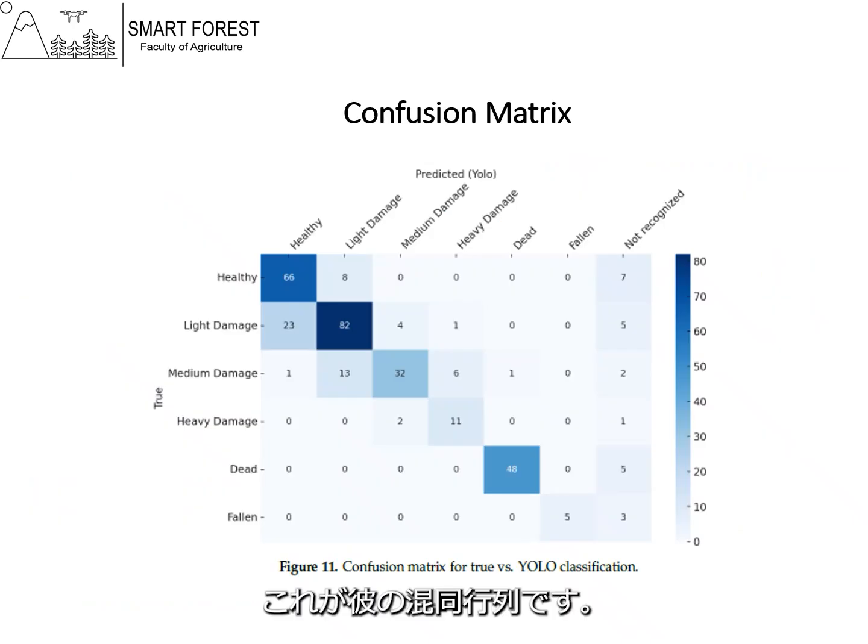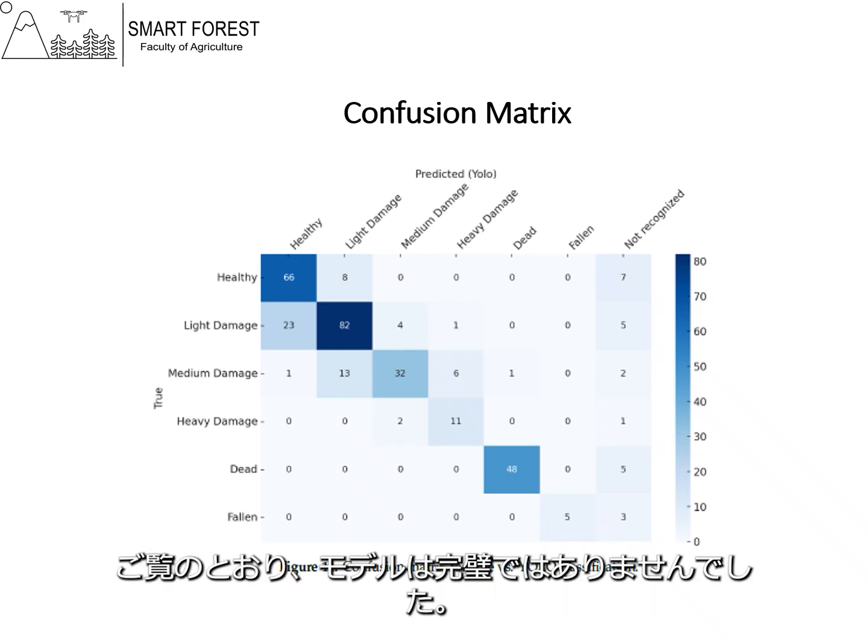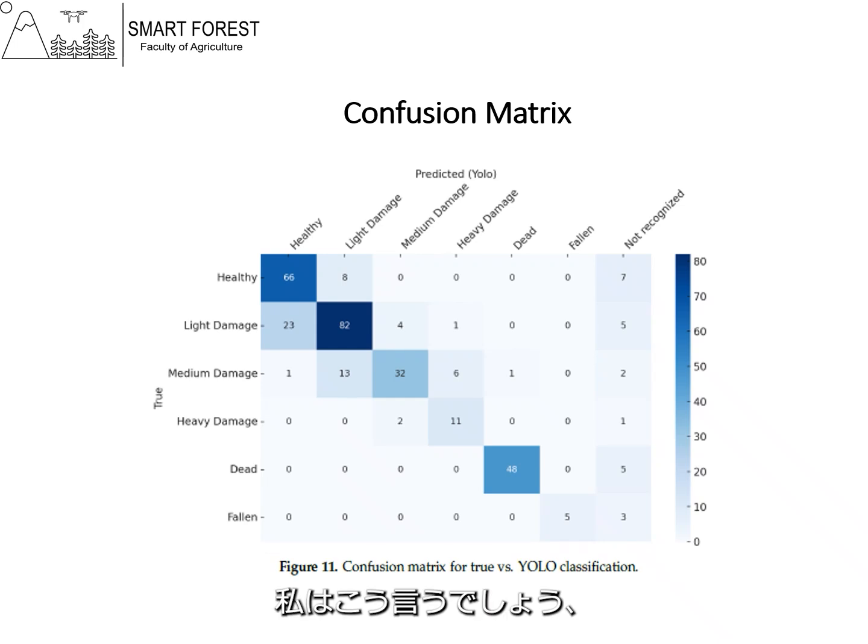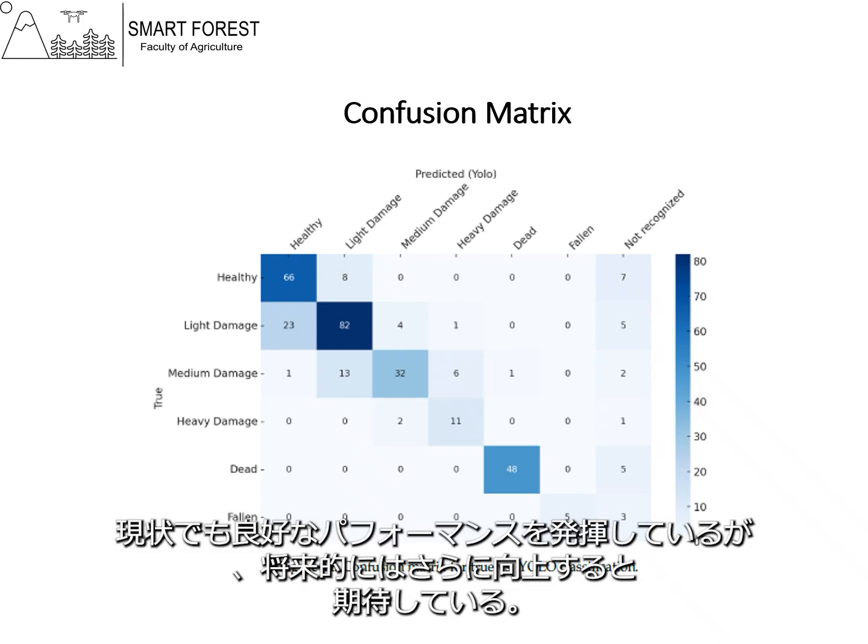So this is his confusion matrix. All the true positives, false positives, and false negatives that you see here are considered in this matrix. As you can see here, the model was not perfect, I would say. It performed well, but we expect that in the future it will perform better.